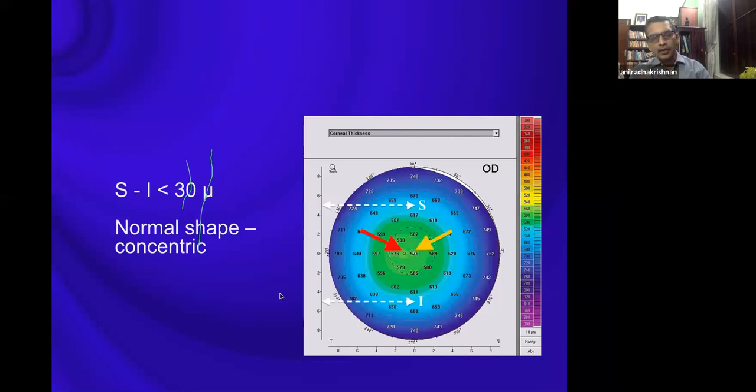In a normal cornea, the pachymetry map would be symmetrical, while in a patient with keratoconus, there will be an abnormal decrease in the pachymetry in the central part.